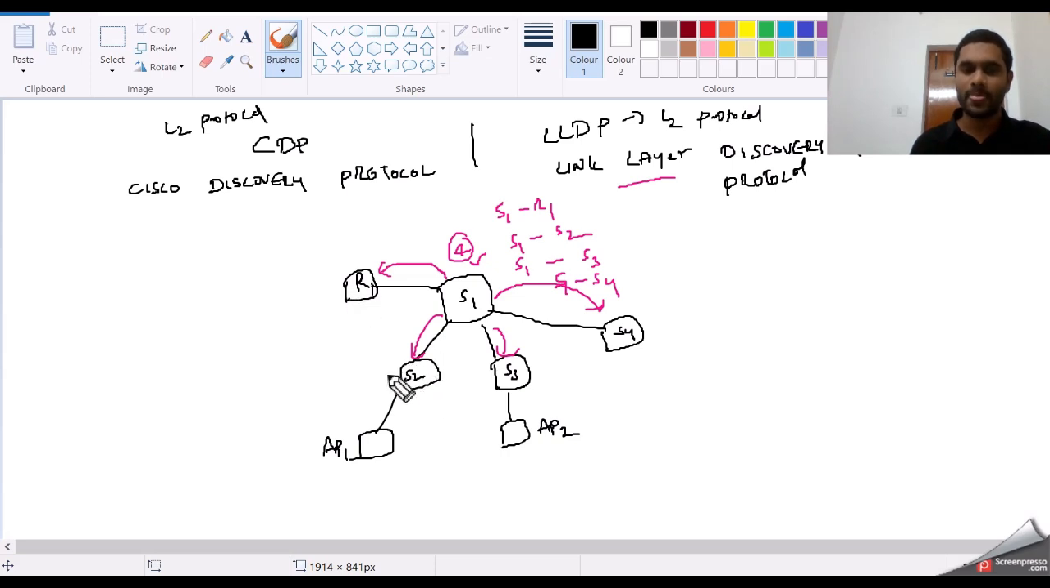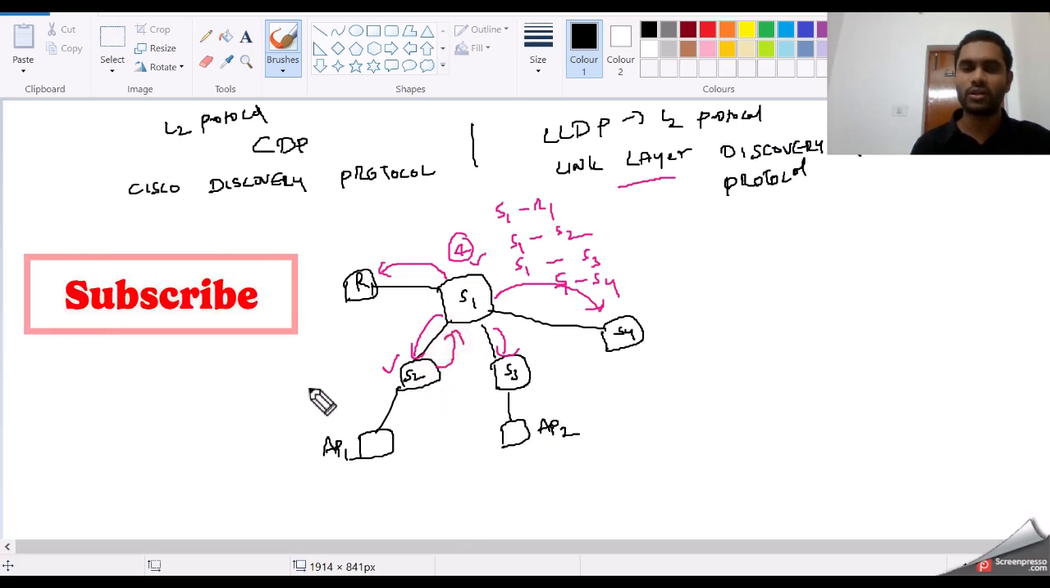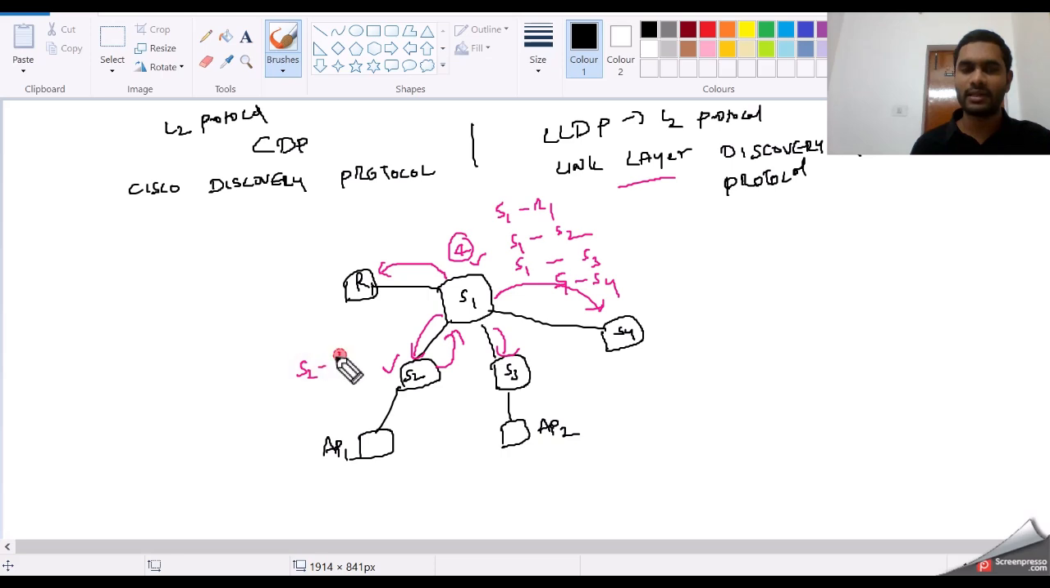In the same way, if I ask you the same question, tell me the neighbors for the S2 switch, you can easily say, since you are seeing, S2 has a direct relationship with S1, switch 1, and S2 also has a direct relationship with access point 1. So we can easily answer for all of the network devices here.